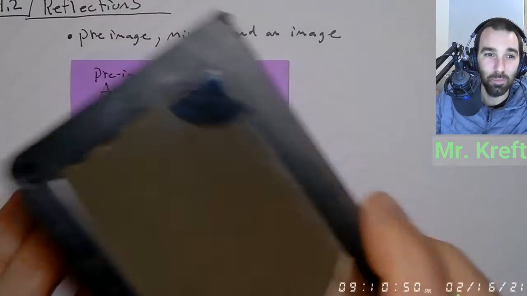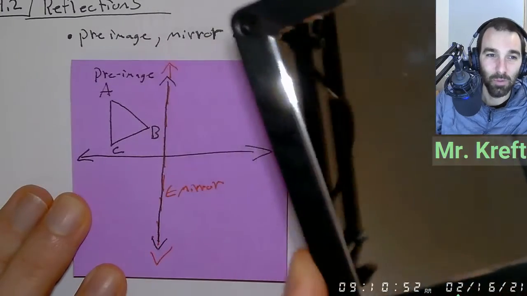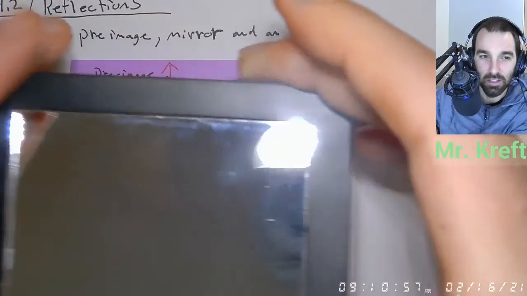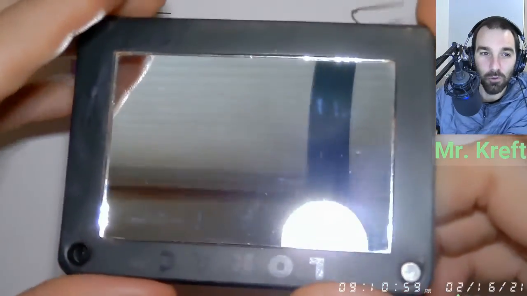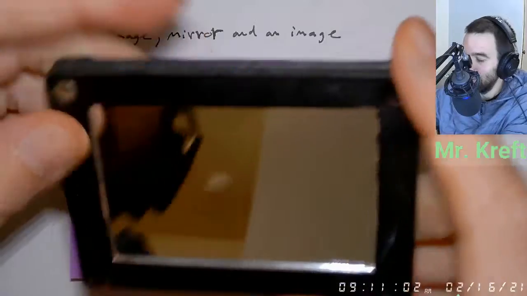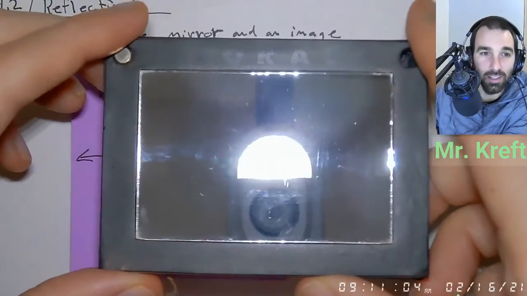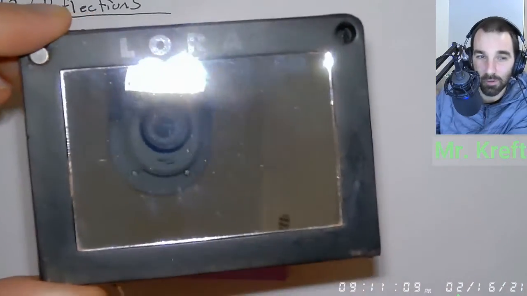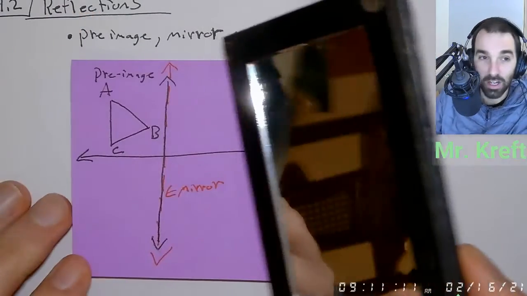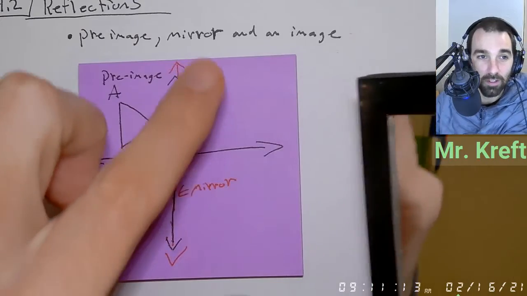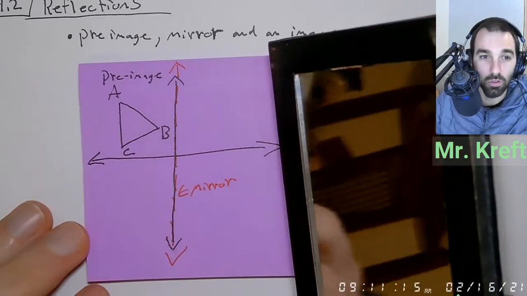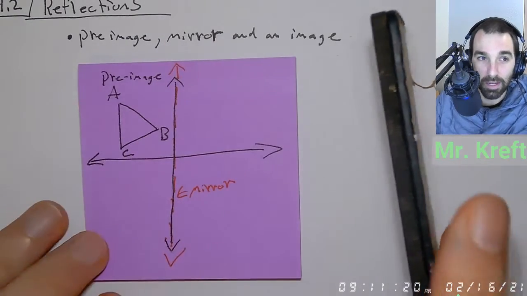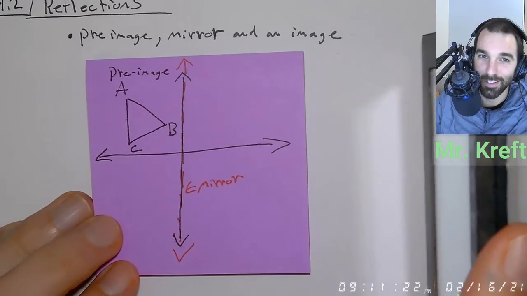To do this, I brought along, I stole from my wife, a little mirror. Usually I have a different mirror at home, but this is just a makeup mirror. If you have a little mirror in your house, you can do this as well. You see how I have this mirror up and down here? I'm going to put this mirror down on this mirror line, and we're going to see what happens.